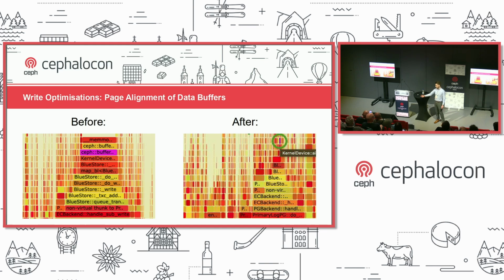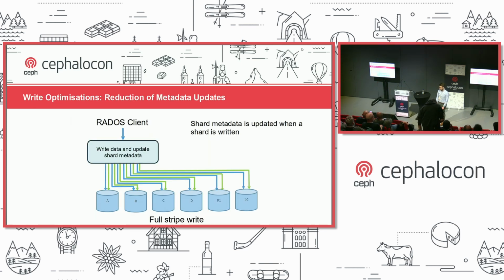And then with our fix in, you can't even see the purple highlighted anymore because we've completely removed that plateau. I think in this profile, the plateau was about 8% of the CPU time for this particular profile. So a big improvement there. The last one I want to show you today: reduction of metadata updates.